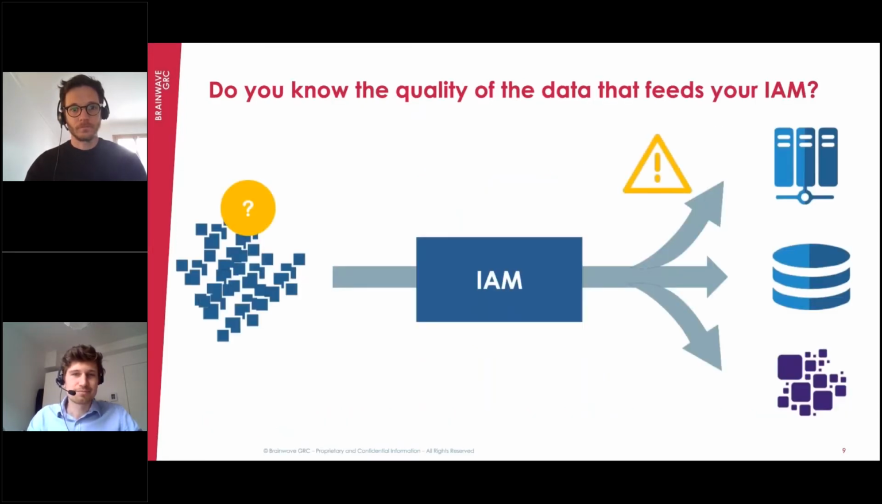Imagine that, and the side effect of that is, if you are ingesting wrong data into IAM, if you are ingesting some poor quality data into your IAM system, the side effect is that the IAM system is connected to a lot of systems in your organization. So you are propagating that poor quality data in your systems and reducing the quality of them.